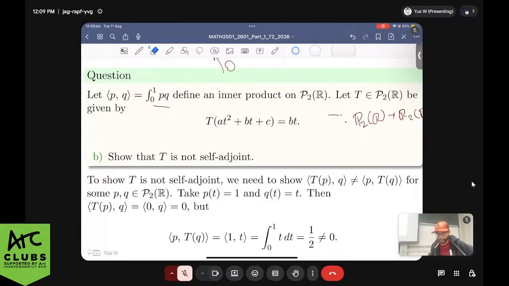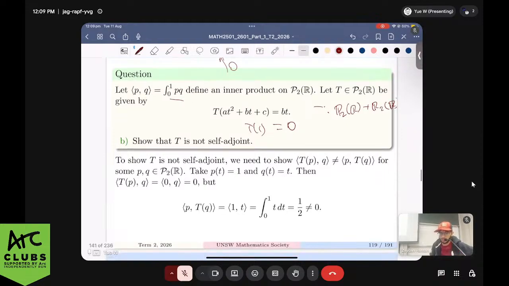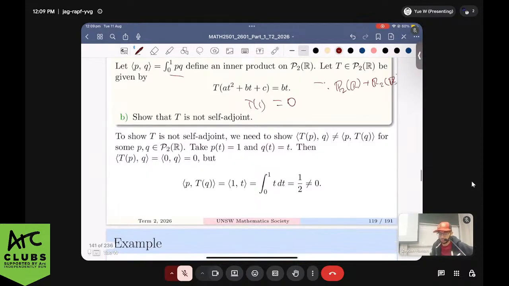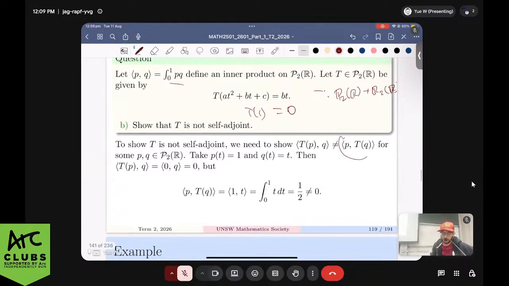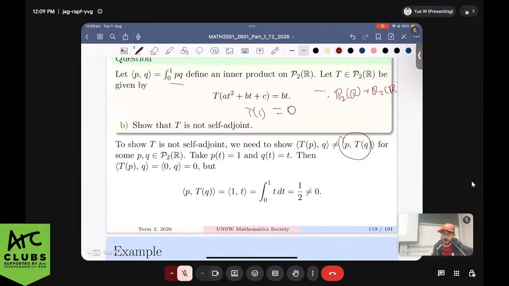Like T of 1 equals 0, right? So we can try P equals 1, and then Q could be something else like T, and these are just standard choices. You get this for the integral, which is half, but T of P was 0. So the inner product of T of P and Q should be 0, but when you reverse it with the star, you actually don't get 0, you get half, which means it can't be self-adjoint.